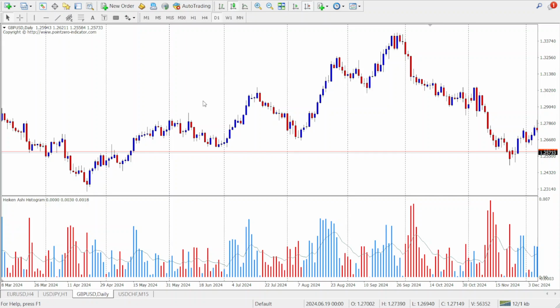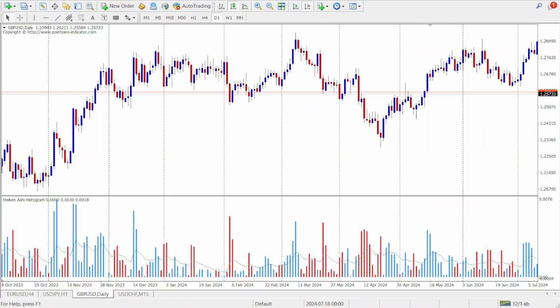Once you have restarted it, you can now go and add the indicator to your chart. You can just go to Insert, go to Indicators, and find the indicator under the Custom section, under Custom Indicators. Then you just select it and add it to your chart. So that is it. Now you are ready to use the Heiken Ashi histogram to analyze trends with ease.